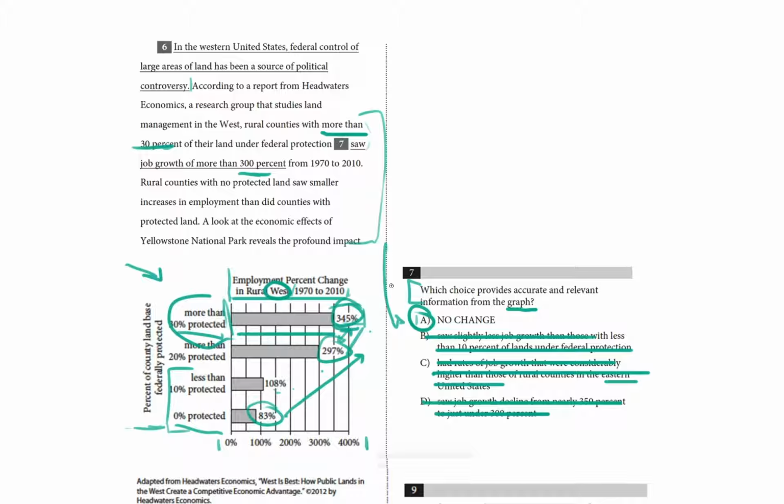So in questions like these, the graph will speak for itself. And this one, it happened to be even in the first bar of the bar graph, is that if the county land is more than 30% federally protected, then it has the largest job growth from 1970 to 2010, which is in fact exactly what was in the passage as choice A.